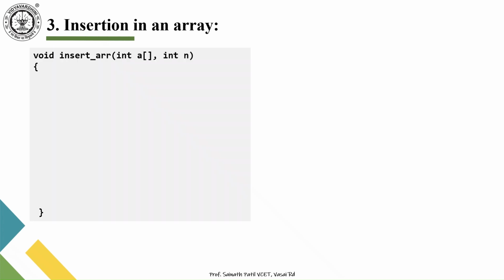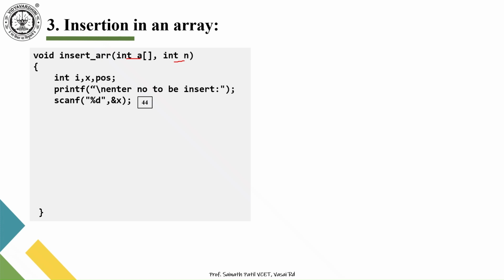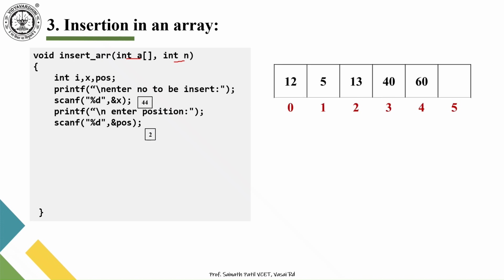Now to write code, we write a function to insert in an array. So void insert, we pass array and size n. Okay. So we declare int i, x and position. So first printf scanf will take the number which is to be inserted, for example 40. Then the next printf scanf will take the position where you want to insert, for example we consider 2. Now we write a for loop. So here it is. This is the position in the diagram. Here it is shown. So we have to shift these elements like this.